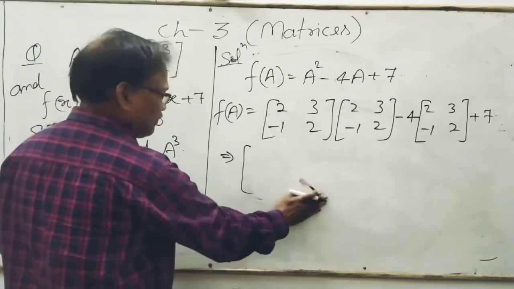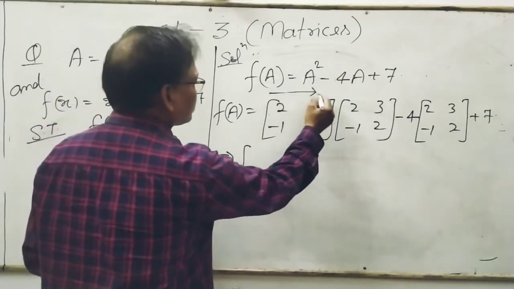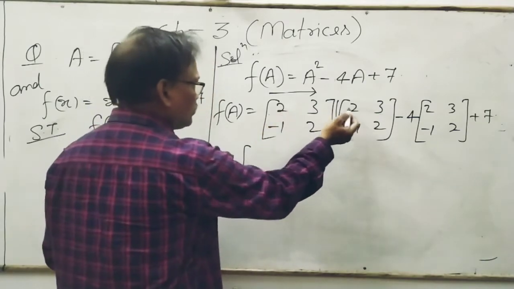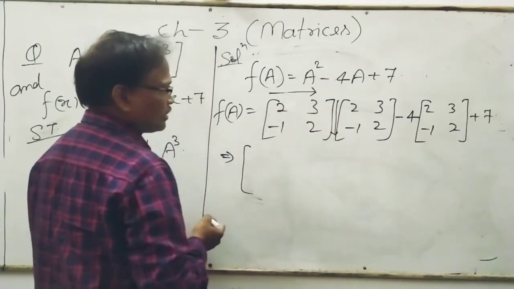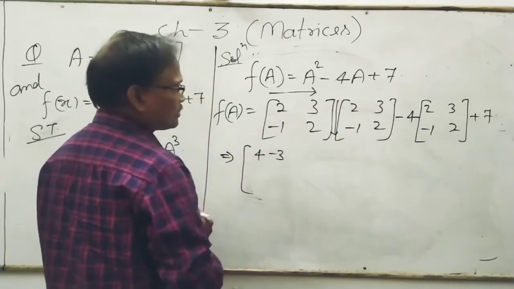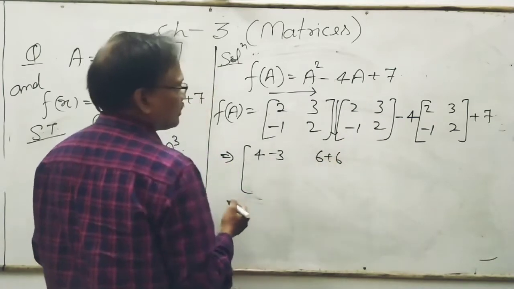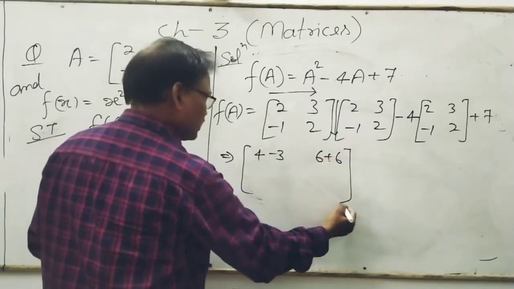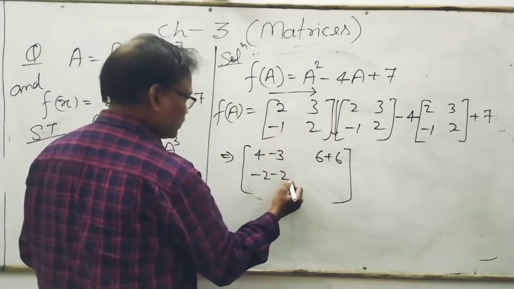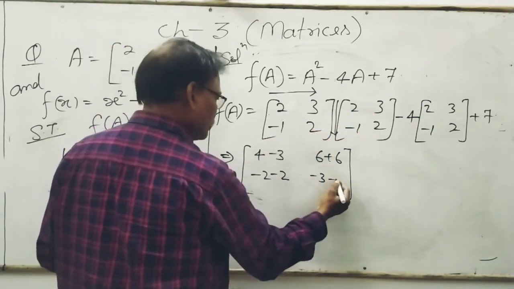after multiplication, how to multiply? This by this way, as you know, you have done in class 10. 2 into 2, that is 4. 3 into minus 1, that is minus 3. 4 minus 3. 2 into 3, that is 6. 3 into 2, that is 6, means 6 plus 6. Then close the matrix. Minus 1 into 2, minus 2. 2 into minus 1, minus 2. Then minus 1 into 3, minus 3, and 2 into 2, that is 4.